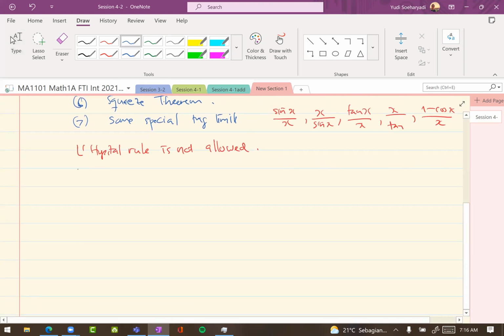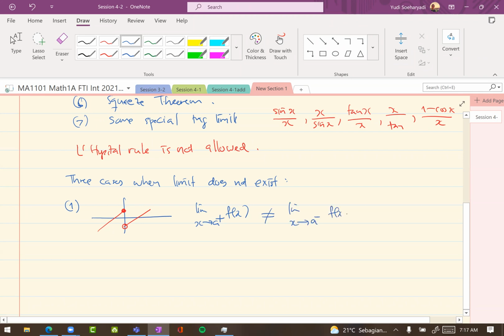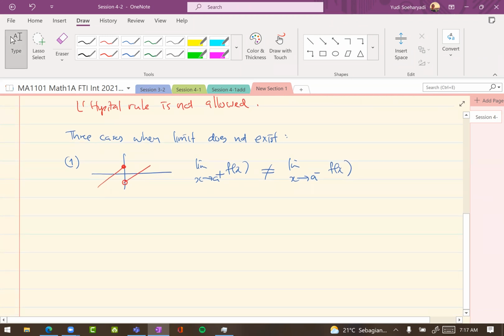All right, and then there are three cases when a limit does not exist. One is this kind of picture. So in this case, the limit as x goes to 0 from the right is not the same as the one from the left. So this is the case when the one-sided limits are not equal. They don't match.